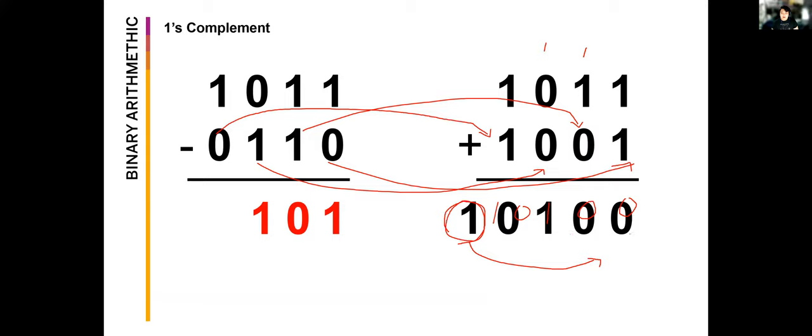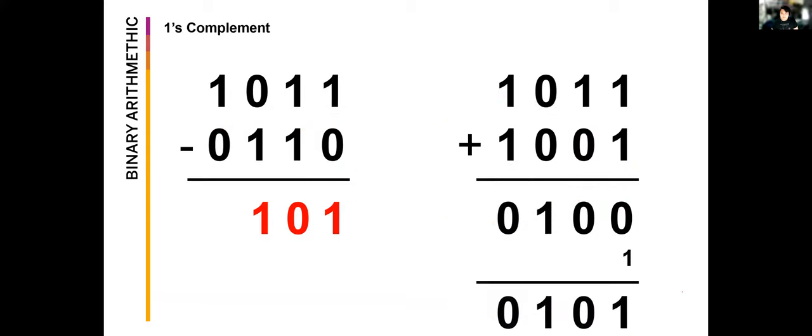That's how it's been done. That's the algorithm of it. So we add back the carry bits. So we add back 1 here, and we arrive at 0101. Okay, that's why we end up with this one. And now we have the same answer.